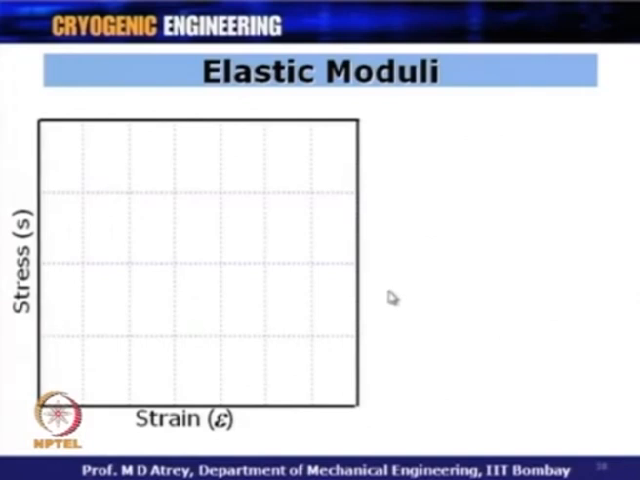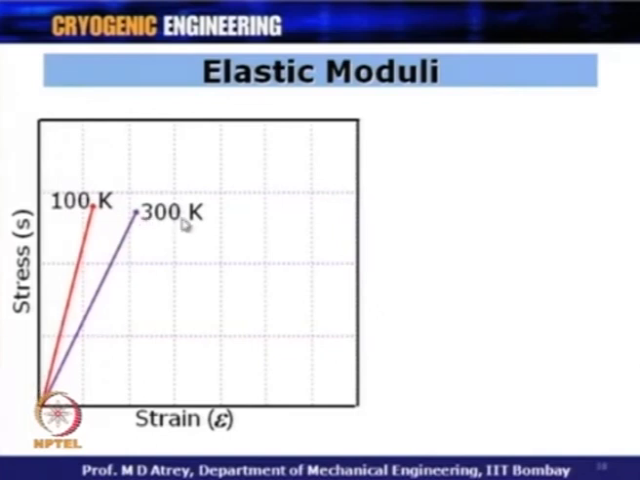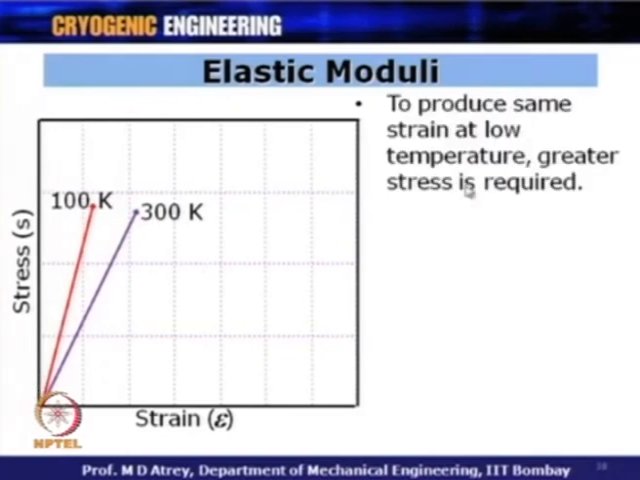So, to understand that, if I plot a stress strain curve for a material at 300 K and at 100 Kelvin, and I want to produce the same strain at these two temperatures, I will say that at lower temperature I get higher stress as compared to at higher temperature. That means, the stress value for the same strain at 300 K is much less as compared to what it is for 100 Kelvin. So, if I want to produce the same strain at low temperature, greater stress is required, meaning that stress upon strain at 100 K is going to be more than stress upon strain at 300 K.